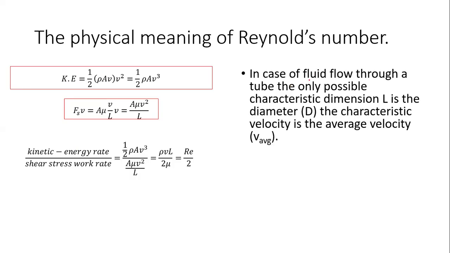Okay, so in case of fluid flow through a tube, the only possible characteristic dimension L is the diameter. So we spoke about that. That L becomes the diameter if you're moving with a tube, right? And then the characteristic velocity becomes the average velocity. We are using average velocity because we can have different velocities in the system. So we just pick the average of it and then work with that, right?